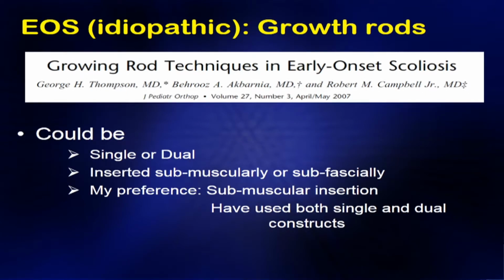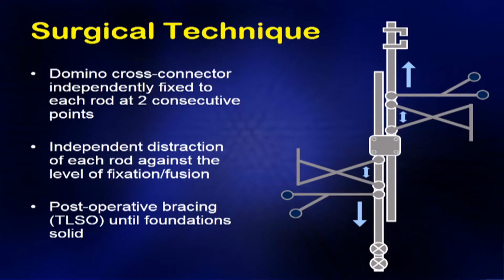And the technique that I used was a domino cross connector fixed to each rod at 2 consecutive points. And I independently distracted each rod against each of the fixation points. And I used to post-operatively brace only until the foundations were solid.